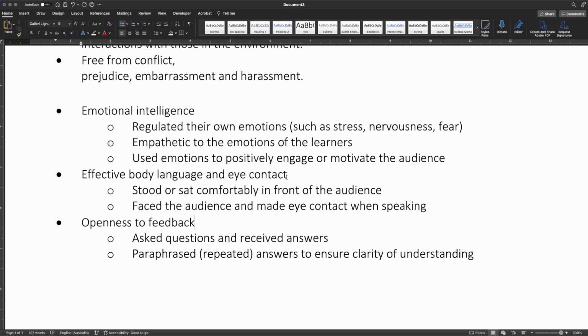For instance, if you're doing something in a workshop, then you might say, stood at the machinery facing the audience, or stood at the machinery with the audience in clear view, something like that. And lastly, openness to feedback. So I've written in here, ask questions and received answers, paraphrased or repeated answers to ensure clarity of understanding. Okay, that shows that the person is open to feedback in the form of questions.